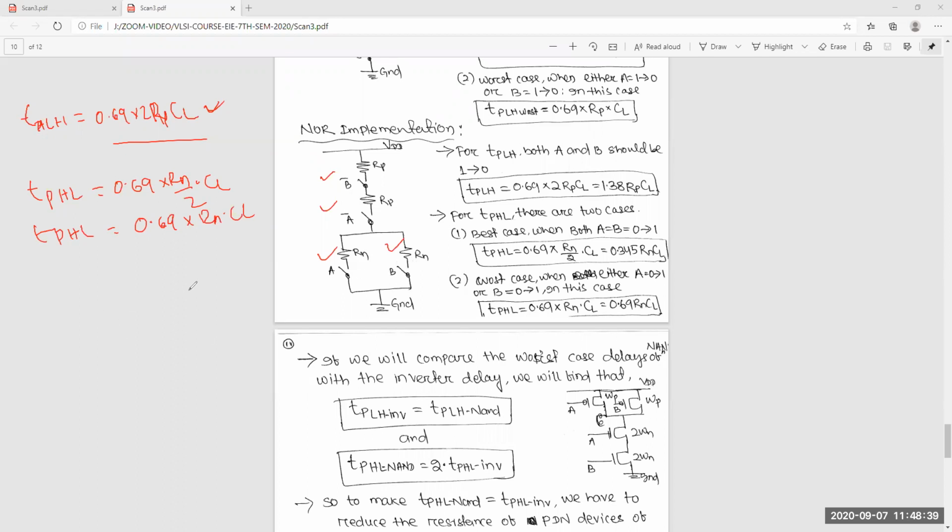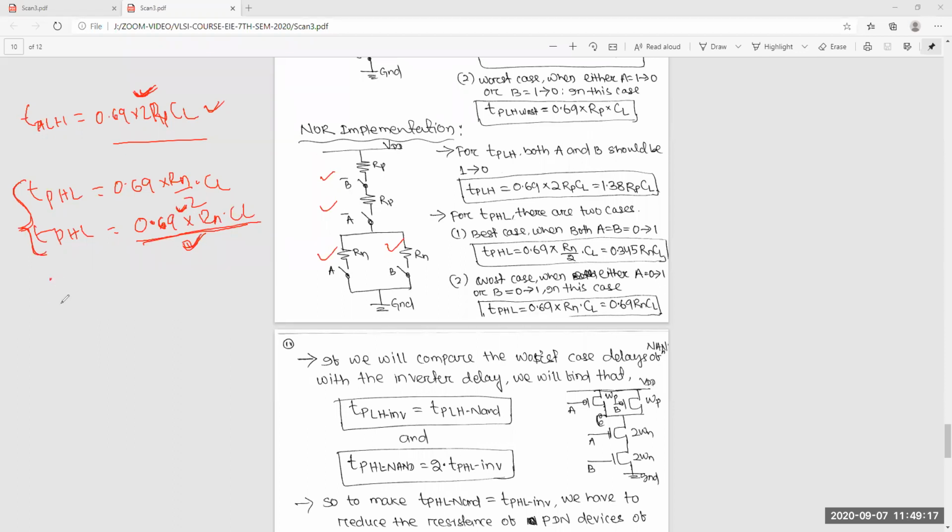So now you can see, if we compare with that inverter, definitely for NAND gate that TPHL and NOR gate TPLH, we cannot change. But in this case, we will assume the worst case. When you design any circuit, we will take the worst case delay. So this is the worst case delay.